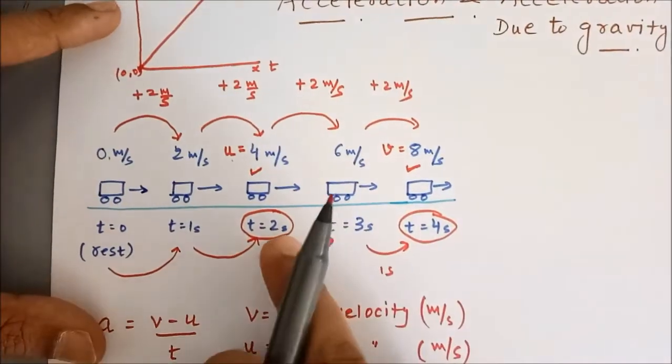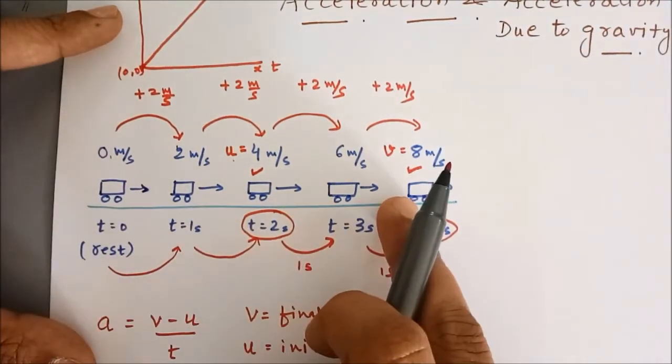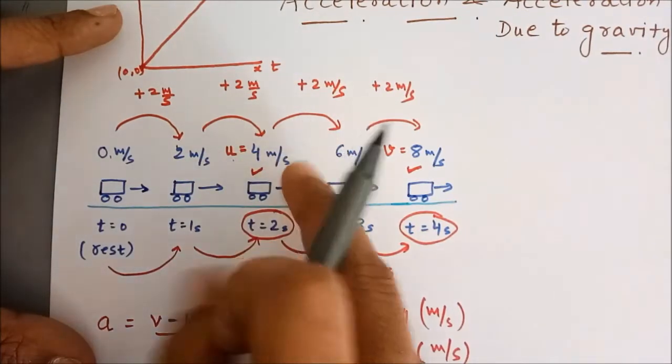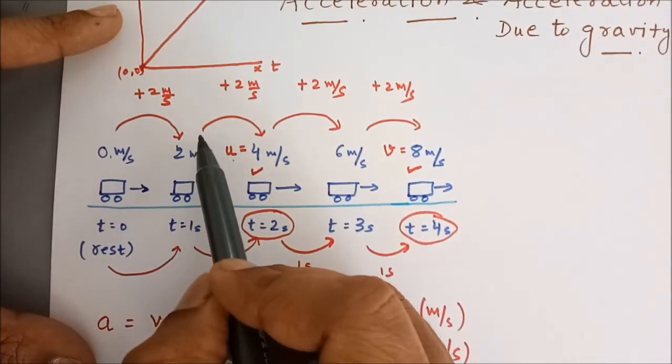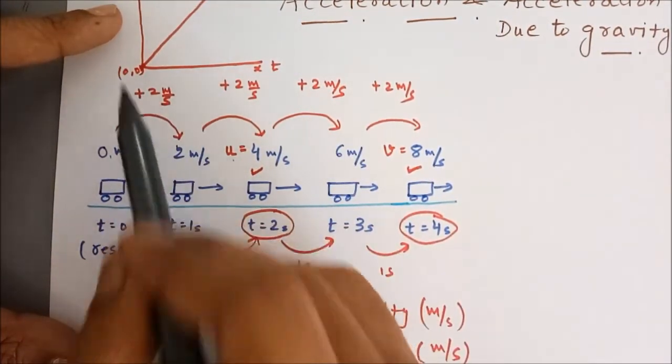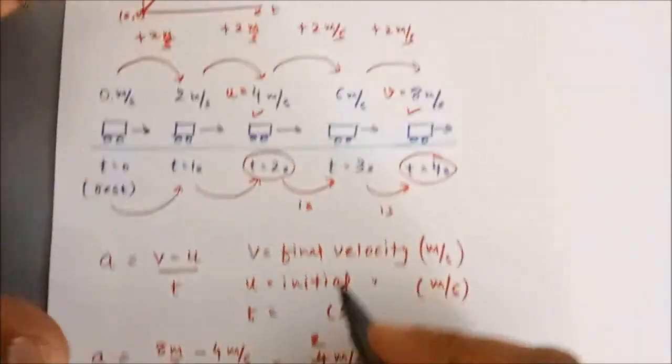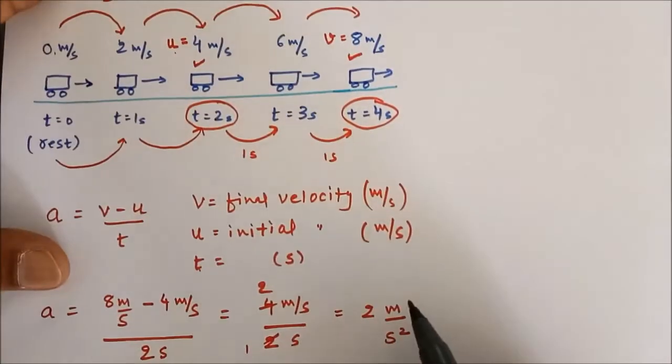So here you can always say that the car is accelerating because there is an increase in the speed after every 1 second. And that increase in the speed after 1 second, that value is what is called acceleration. Its unit is meter per second square. So acceleration is written in meter per second square.